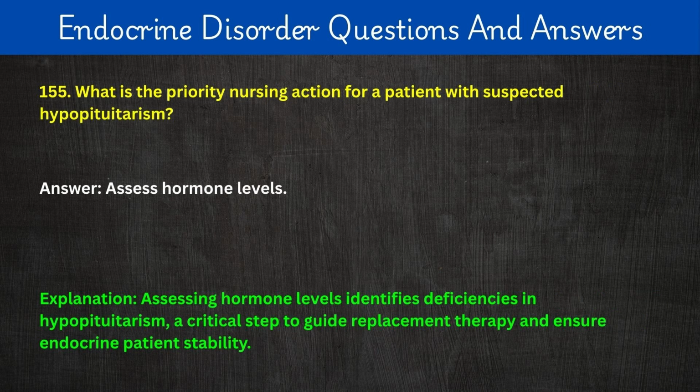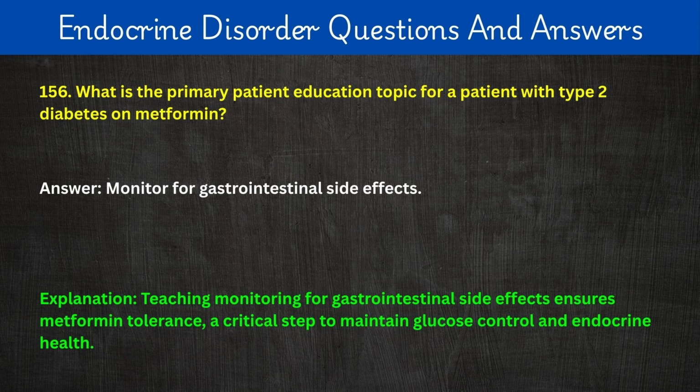155. What is the priority nursing action for a patient with suspected hypopituitarism? Answer: assess hormone levels. Explanation: assessing hormone levels identifies deficiencies in hypopituitarism, a critical step to guide replacement therapy and ensure endocrine patient stability.